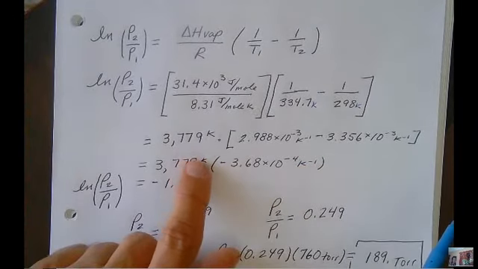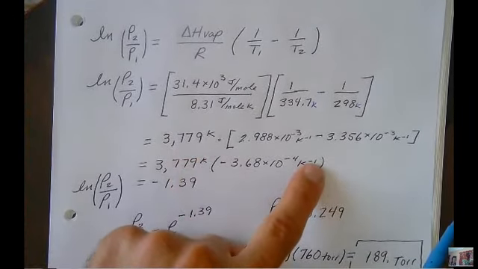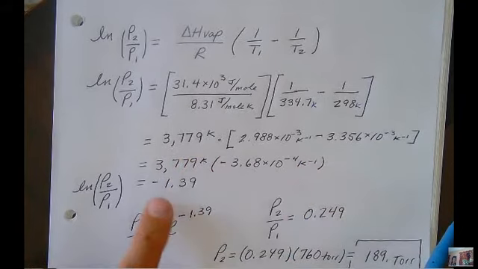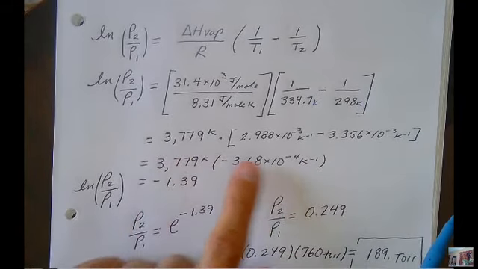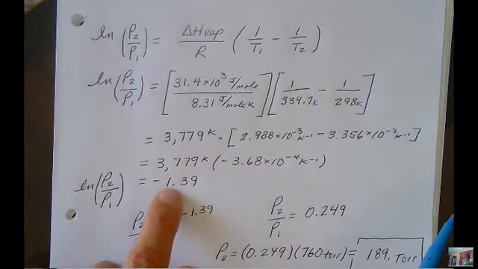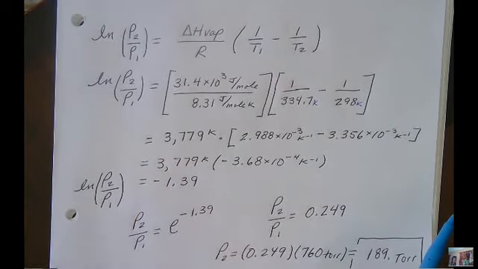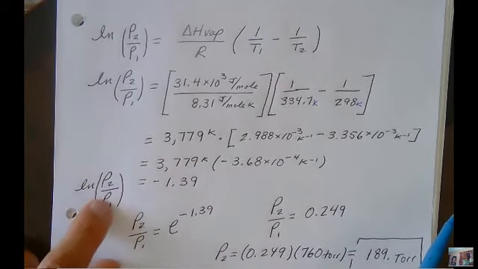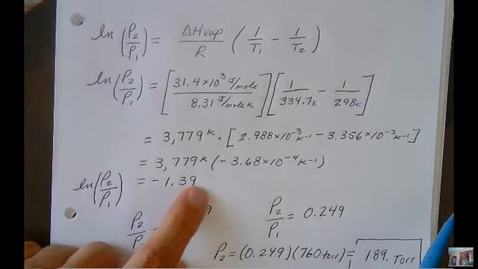less, right? Kelvin cancels with negative Kelvin to the -1. And the whole thing, all that big number times a small number, gives you just negative 1.39. So the log of P2 over P1 is negative 1.39.